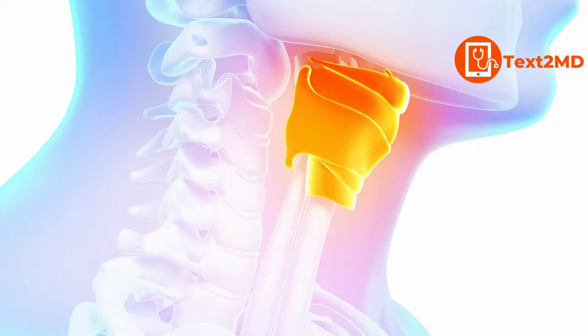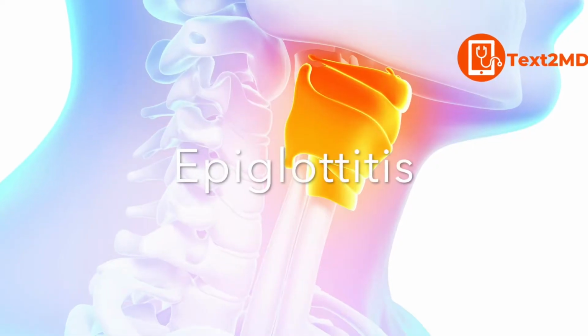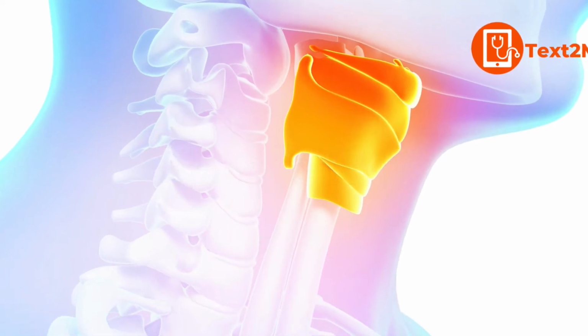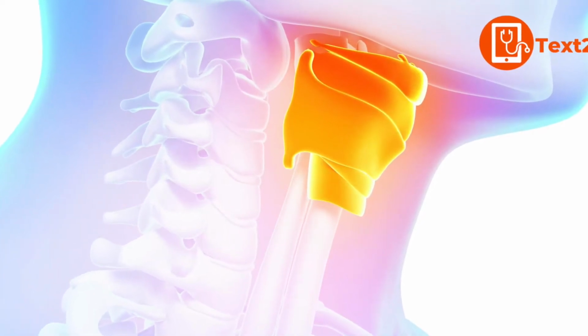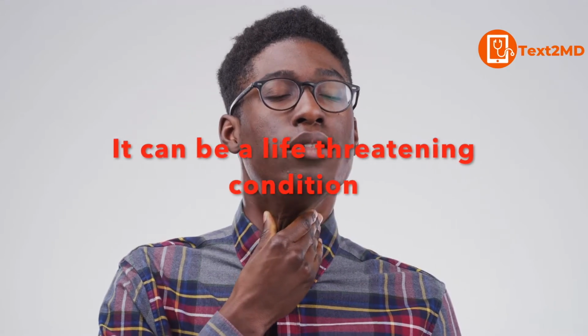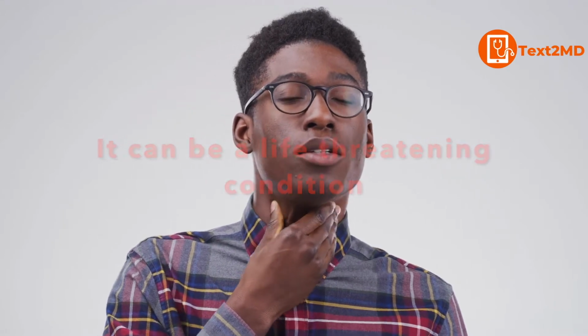2. Epiglottitis. The epiglottis is the upper part of your trachea. Its inflammation is referred to as epiglottitis. The epiglottis' primary role is to prevent the entry of foreign particles into the lungs through your airways. An inflamed epiglottis can be very dangerous as it can block the airflow into the tracheal tubes.